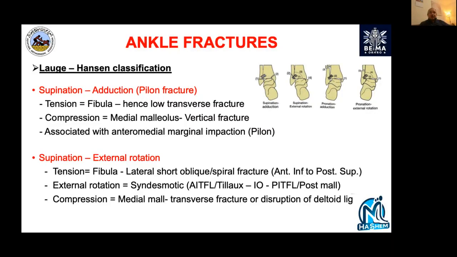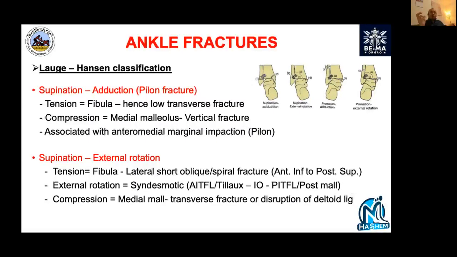Supination external rotation, again, the tension side will still be lateral. So the first point to fail will be the fibula, either with a short oblique or a spiral fracture from anterior inferior to posterior superior. Then external rotation starts to happen after. So the tension side, lateral, fails first, external rotation starts to happen, and external rotation goes from front to back.